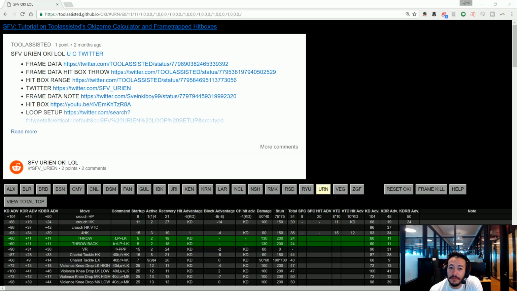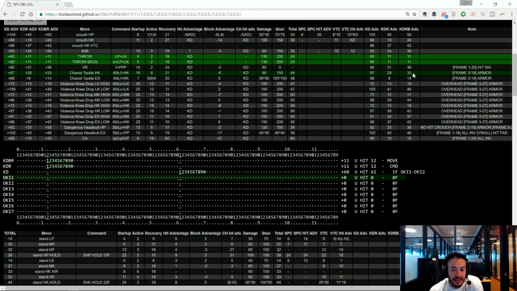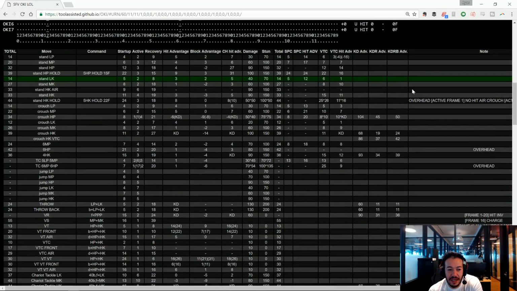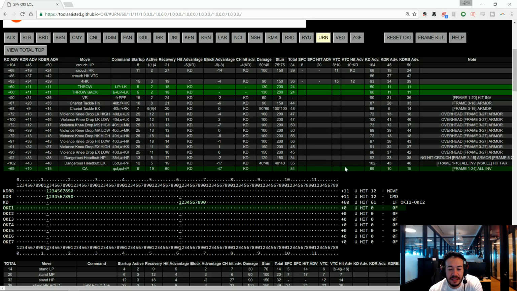Okay, so the Tool Assisted Oki calculator is a tool made by the entity known as Tool Assisted. It not only has all the frame data for all of the different moves, but more importantly has the knockdown frame data, so you can essentially piece together a sequence of moves that would be advantageous for you on their wake up. Okay. So, are you familiar with how to read frame data and everything?